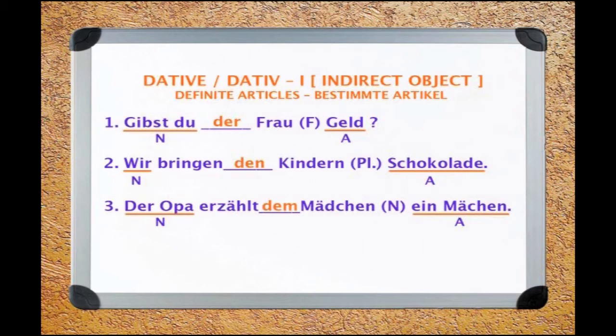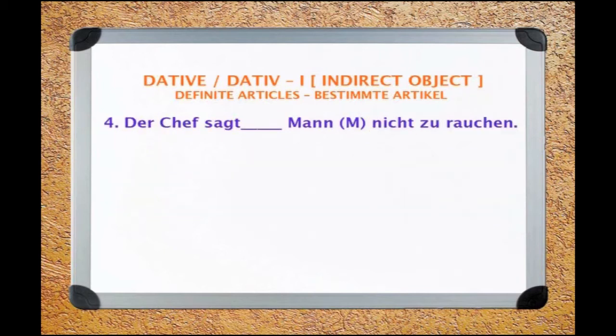Now let us look at sentence number 4. Der Chef sagt man nicht zu rauchen. Here we have the nominative der Chef. Der Chef sagt, the boss says. Now what does the boss say? Now we have to see, here we don't have a noun, but a statement, not to smoke, an instruction. So that becomes here accusative, and to whom is it said? To the man, and that noun becomes dative.